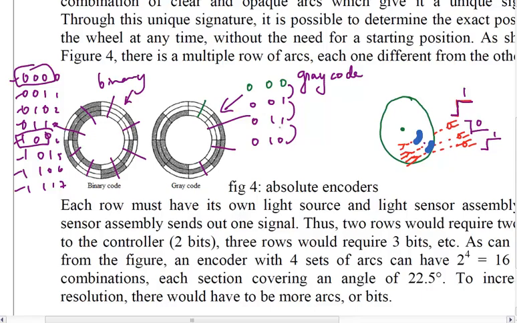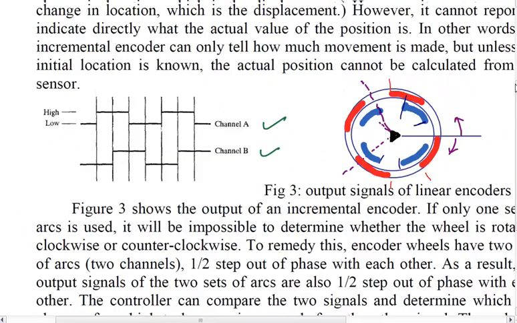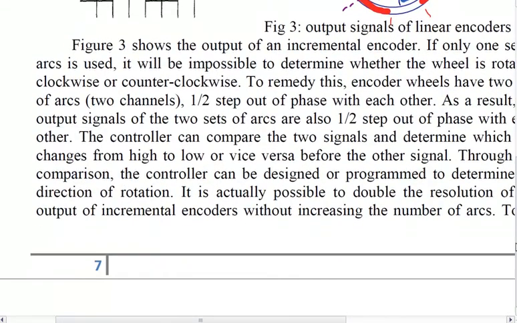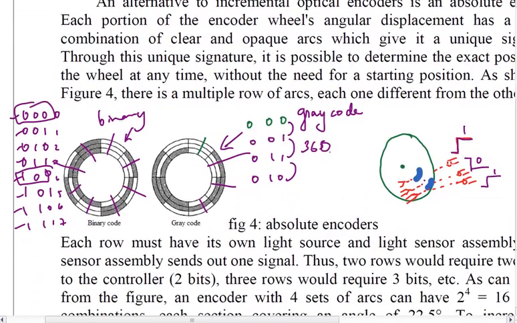gray code. But what is important here to understand is that with this, you can divide the whole 360 degrees. Sorry, I made a mistake, it is 360 degrees. So the 360 degrees is again divided into 8 sectors.